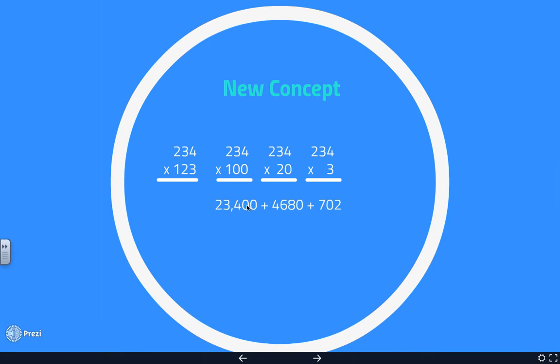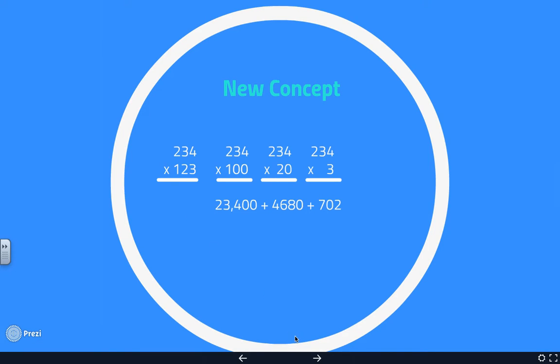23,400. You just add the 2 zeros and then add the comma in there. And then 234 times 20, so just do 234 times 2, which is 468, then add the 0, and then 234 times 3, which is 702. And what you do is you add this together, and that's how you do basically what you're doing here.